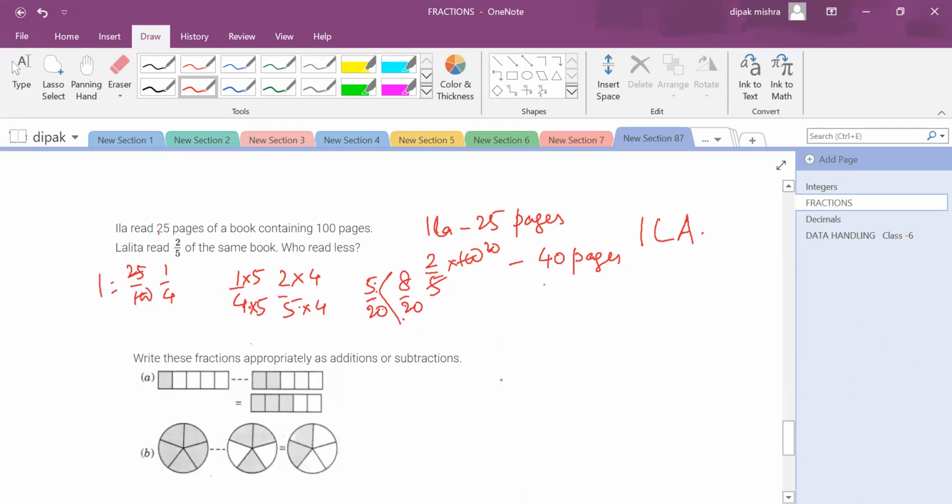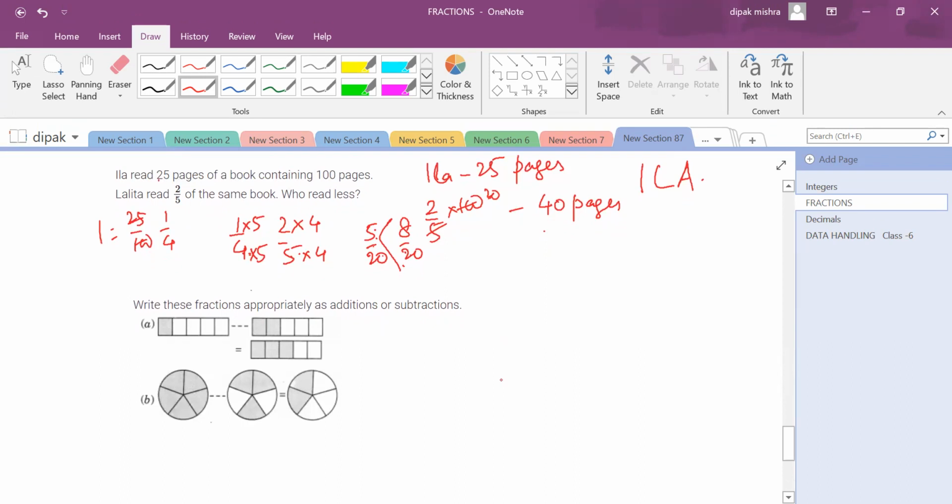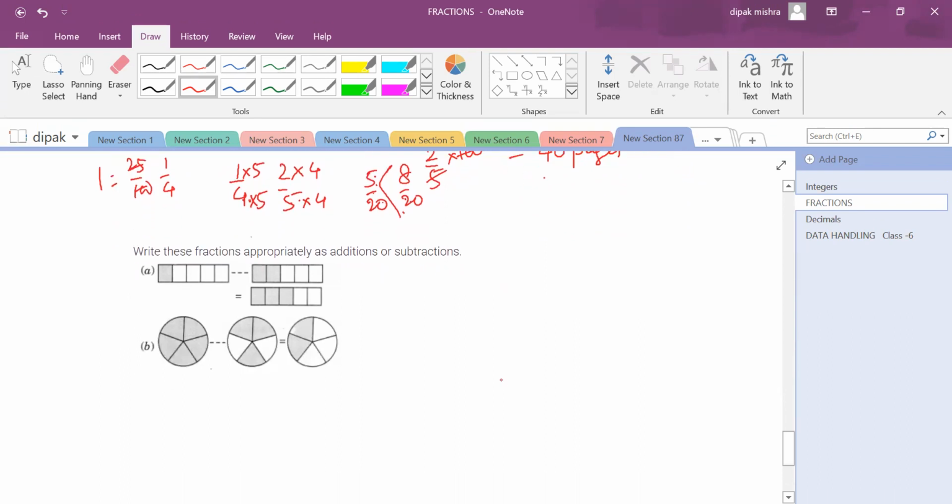Right? Write these fractions appropriately as additions or subtractions. So how will you write this? The first fraction is this one: 1, 2, 3, 4, and 5. So the first fraction is 1 over 5. And the next fraction is 1, 2, 3, 4, 5, 2 out of this, so it will be 2 over 5. And the resultant fraction is equal to 3 over 5.